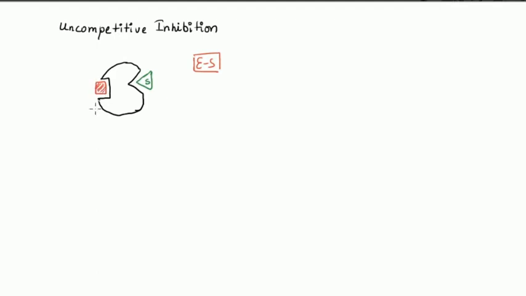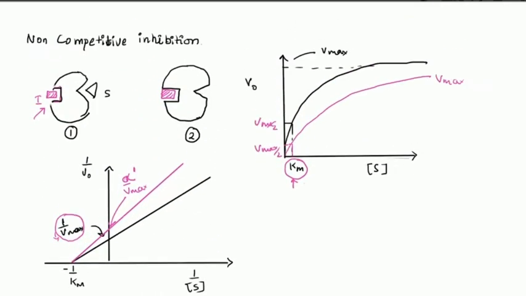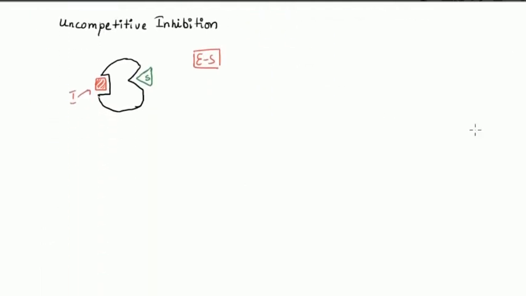When the substrate is not there, the inhibitor cannot bind. But when the substrate is there, the inhibitor can bind. Now, this is the difference from non-competitive inhibition. Because in non-competitive inhibition, we were seeing that the inhibitor can bind either in the presence or in the absence of the substrate. But in uncompetitive inhibition, the inhibitor can only bind when the substrate is bound to the enzyme. Now, how would the curve look like?